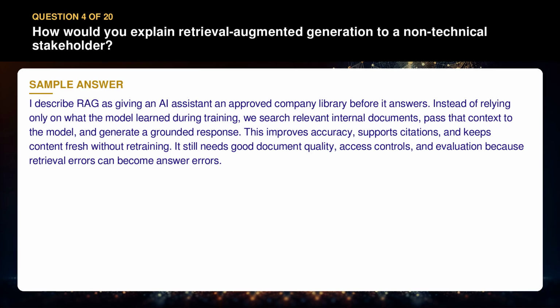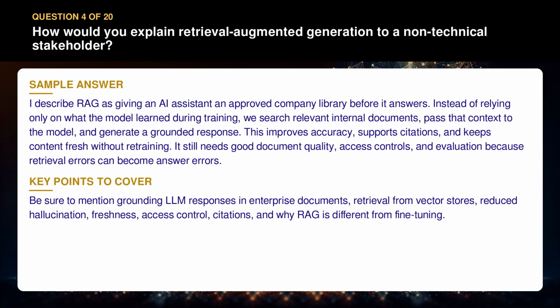It still needs good document quality, access controls, and evaluation, because retrieval errors can become answer errors. Be sure to mention grounding LLM responses in enterprise documents, retrieval from vector stores, reduced hallucination, freshness, access control, citations, and why RAG is different from fine-tuning.